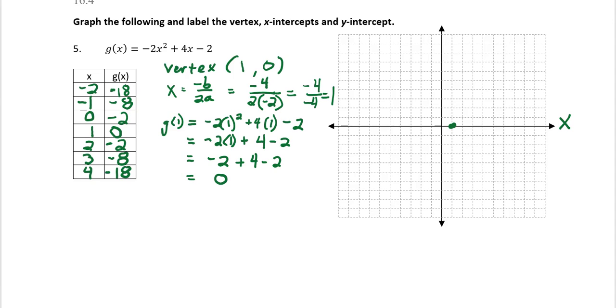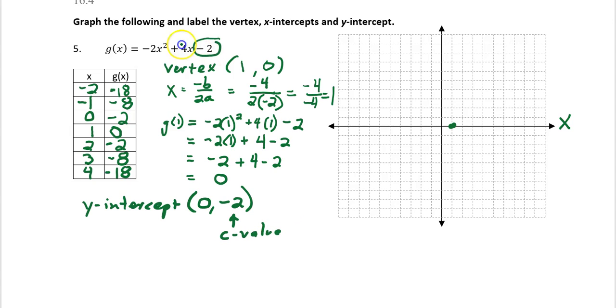Now that we have the table of values, we can go ahead and plot this. I guess one thing I'll do before we plot it, just to emphasize it, is we know that the y-intercept is going to be our c value. So our y-intercept is going to be the ordered pair 0, negative 2, because negative 2 is our c value from our original function.